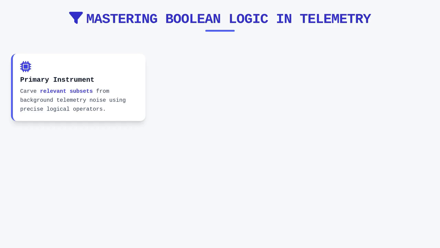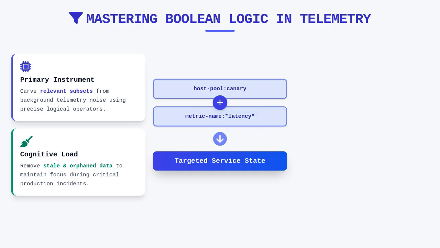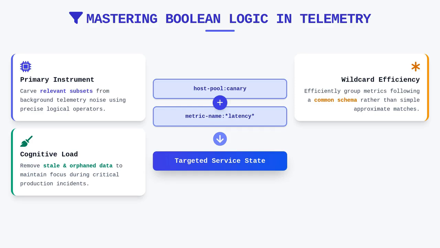Boolean logic is your primary instrument for carving out relevant subsets from the background telemetry noise. You can combine multiple filters using logical operators, which allows you to define complex conditions that accurately represent the state of a specific service. For instance, if you're debugging a latency issue in a Canary deployment, you might craft a query that merges host pool, Canary, with metric name, Ostic latency. The use of wildcard operators here is not merely about finding approximate matches, but about efficiently grouping metrics that follow a naming convention or a common schema.